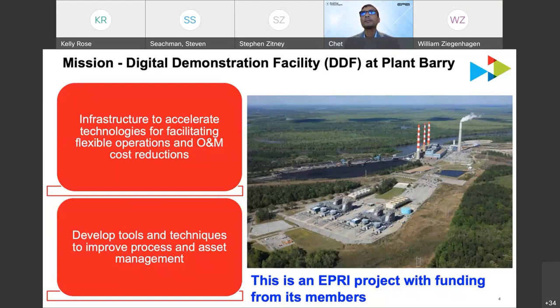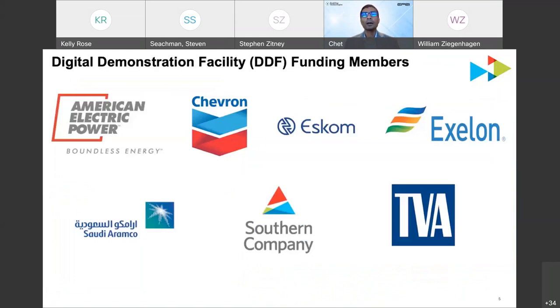Steve, next slide. And we have several members, funding members to the research center. So we have a good mix of electric utility companies and oil companies. So it's a collaborative work we are doing with EPRI. We get input from all the funding members to see what areas we should be working on controls and analytics. And then we develop research projects to address those issues. Steve, next slide.